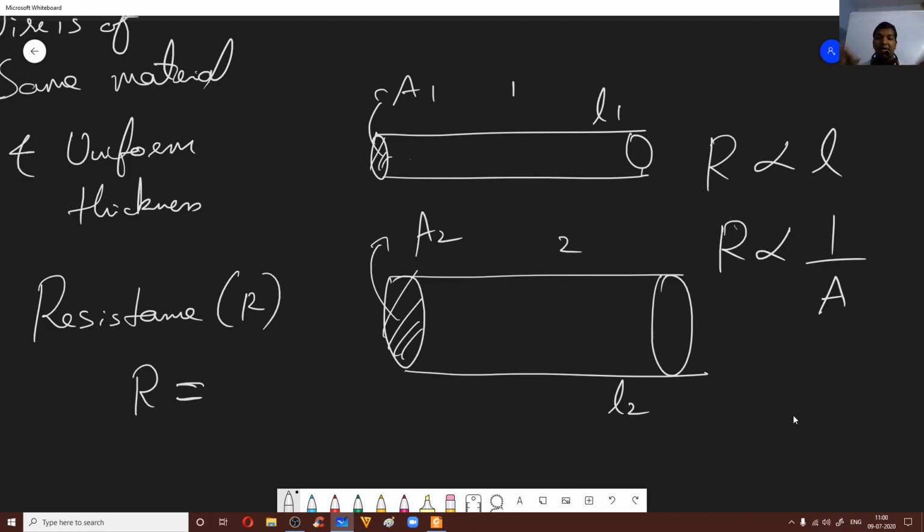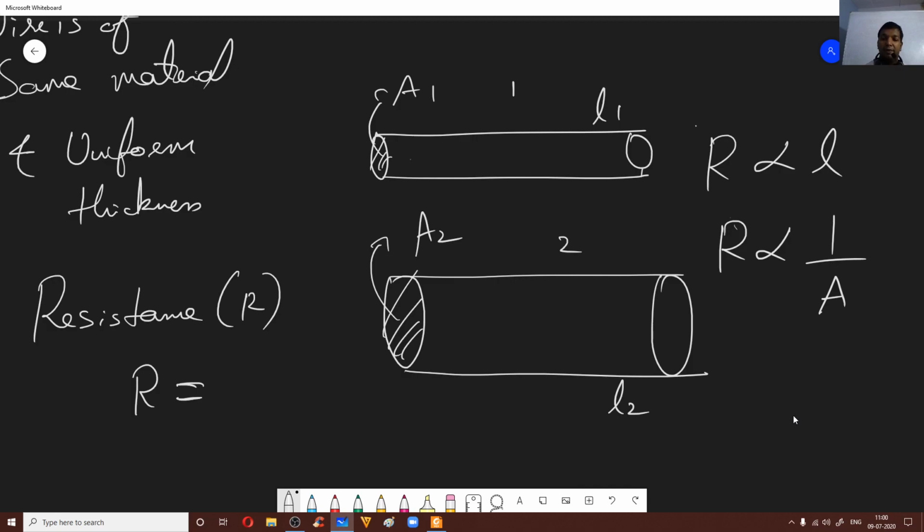The reason is it has a bigger area of cross section. So the electrons are able to move freely. If the electrons are able to move freely, the resistance is less. And if the electrons have to travel a farther distance, the resistance they encounter will be more.